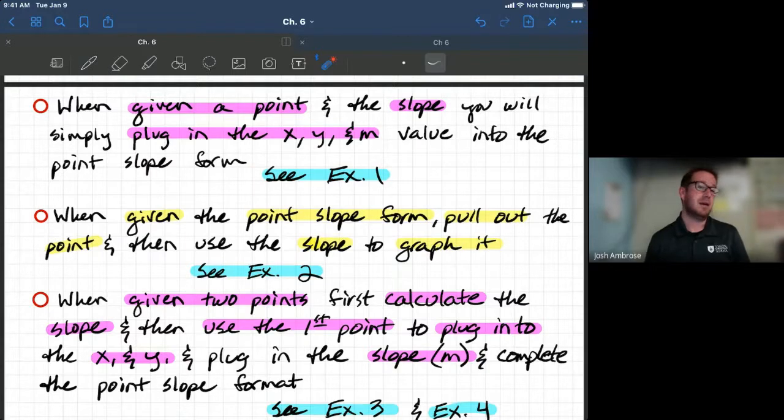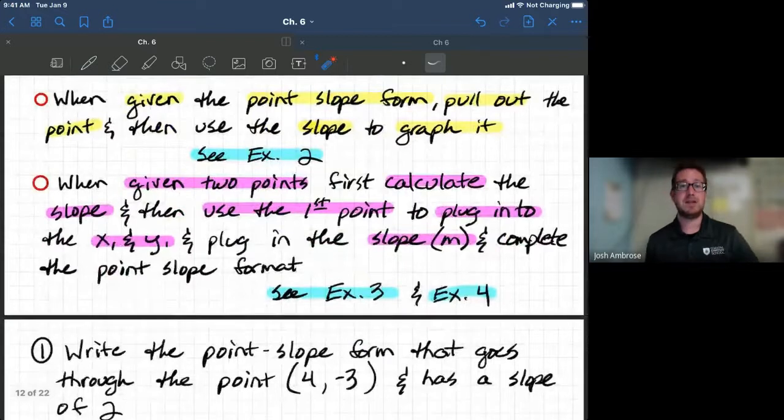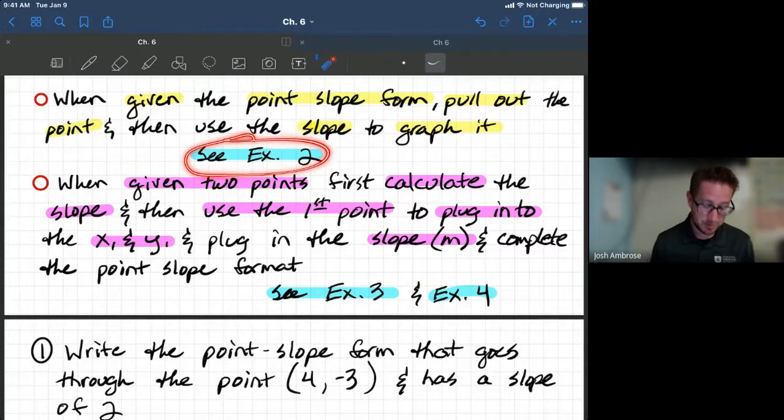Now as we move on, if you're given a point-slope form already, and then they're telling you to graph it, here's what you do. Pull out the slope, pull out the x value, pull out the y value, and then you have everything you need. You have a point, and if you have a point, you can use the slope to get the next point. You're going to see me do that in example 2.